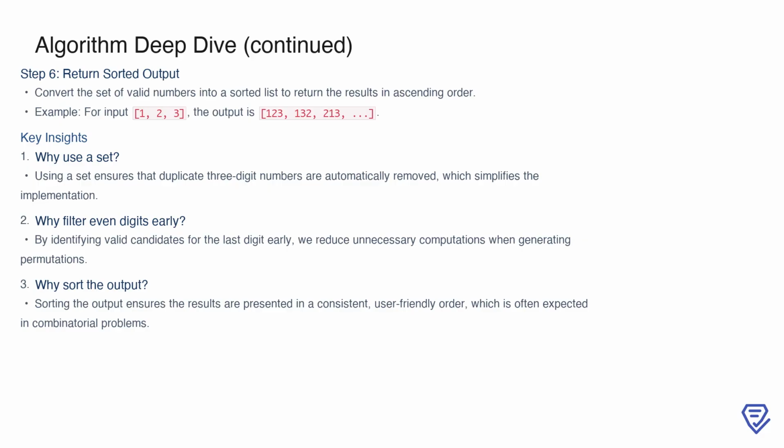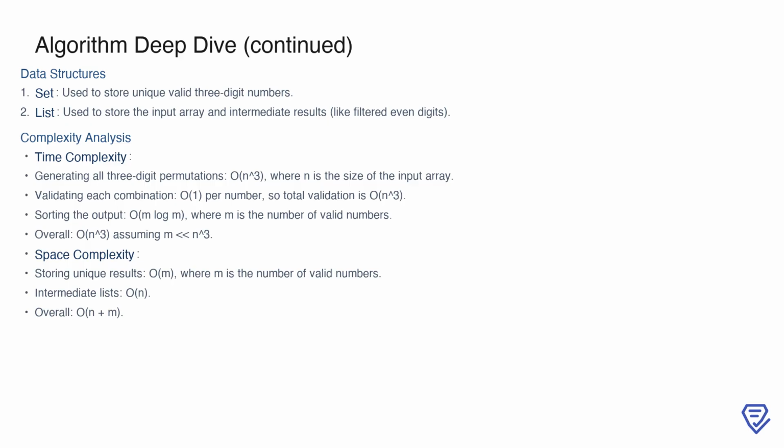There are a few key insights that make this algorithm efficient. Using a set is crucial for automatically removing duplicates, simplifying the implementation. Filtering even digits early helps reduce unnecessary computations when generating permutations, as we only focus on valid candidates for the last digit. Finally, sorting the output ensures the results are consistent and easy to interpret, which is often expected in these types of problems.